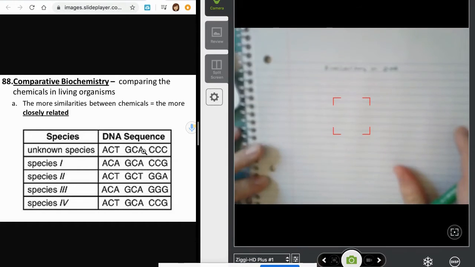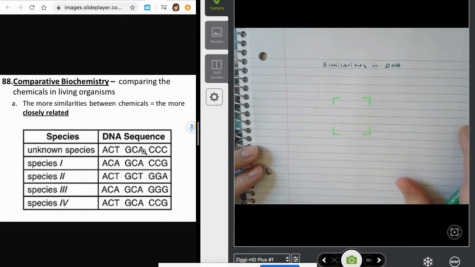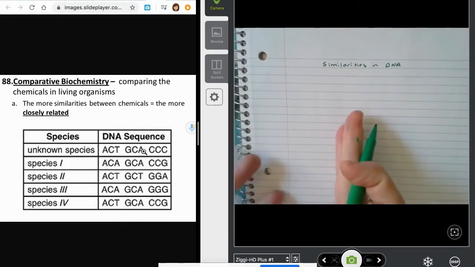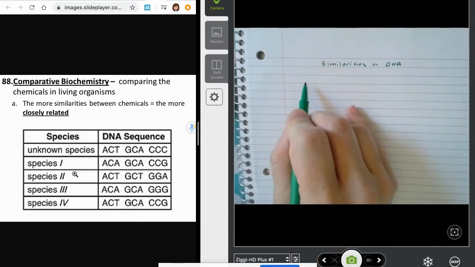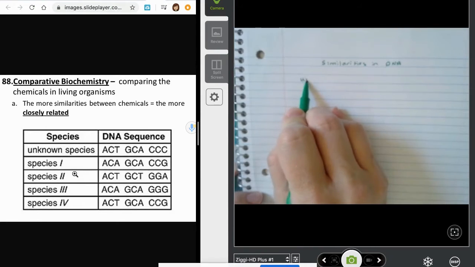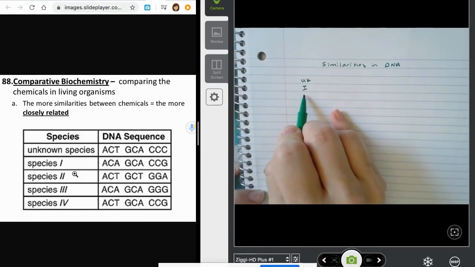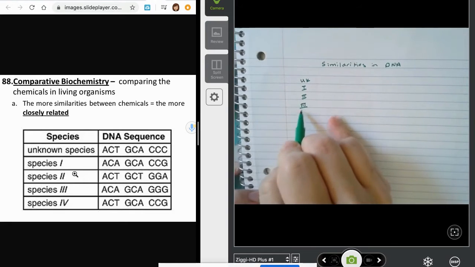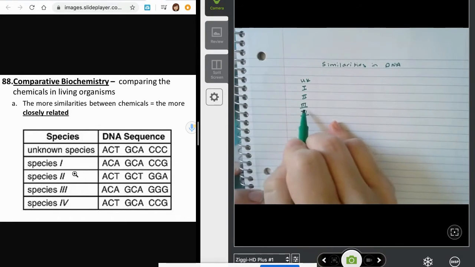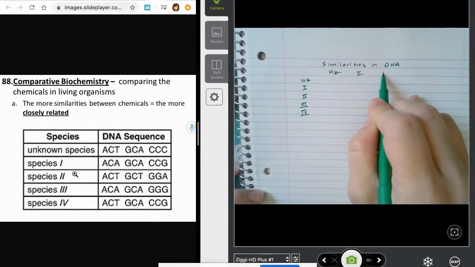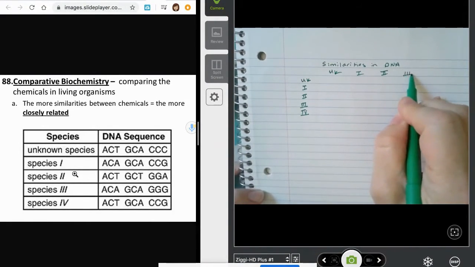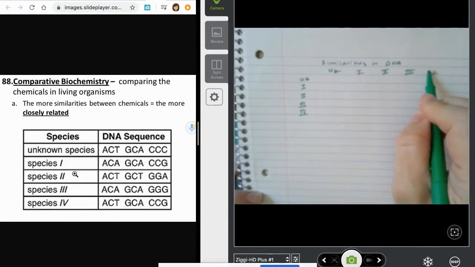You do not have to write this out. It will not be graded. In fact, if you have a scratch piece of paper, good, a computer paper, it would actually be very helpful for you to print this because you're going to have to compare the different species and it gets a little bit difficult viewing it on a screen. So I'm going to do unknown as UK, species 1, species 2, 3, and 4, and do the same across the top.